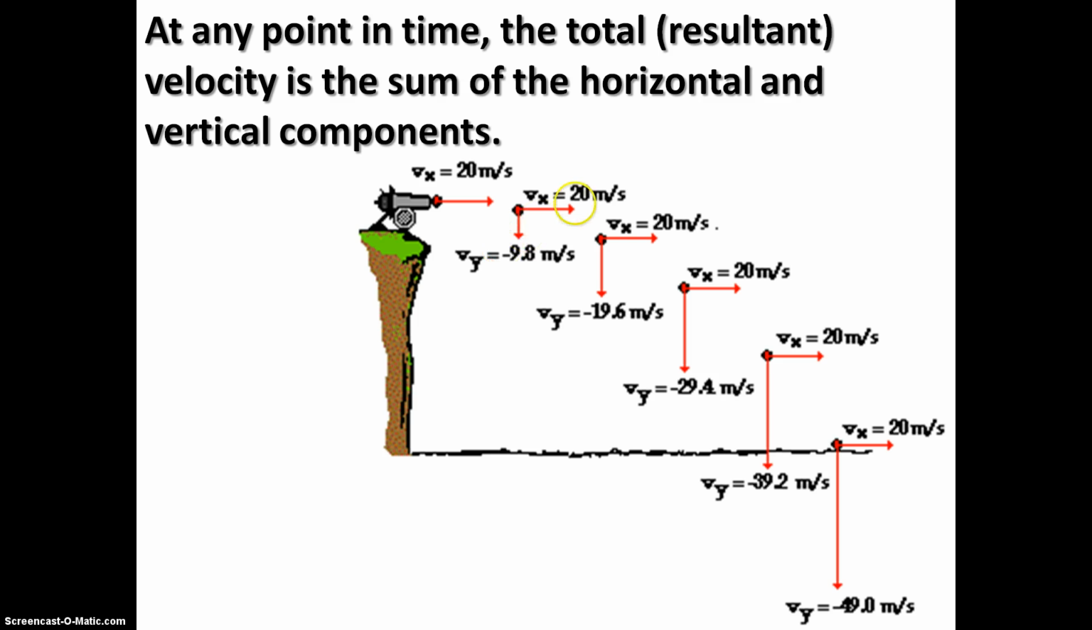But then, 1 second later, it still has a horizontal velocity of 20 meters per second, but now it has a vertical velocity of about 10 meters per second. After 2 seconds, it still has a horizontal velocity of 20 meters per second, but it has a vertical velocity of about 20 meters per second. Again, every second it's going to gain 10 meters per second in the vertical direction, but stay 20 meters per second in the horizontal direction.